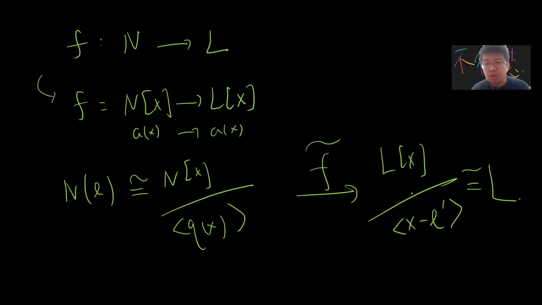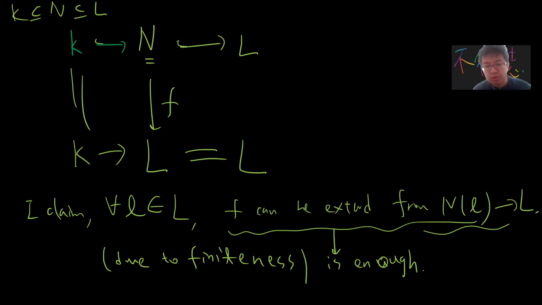So this is the key reason why we use a normal extension. Otherwise, this may have multiple roots, like a square or something, so this would be the larger field. But I already said that it factors linearly, so L of X quotient X minus L prime is still L. Okay, so now we have proved the theorem, because I already said that F can be extended from N of L to L, which is a K homomorphism. So you can keep extending, and finally it becomes a K automorphism.